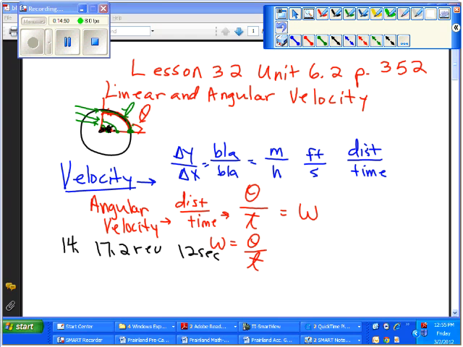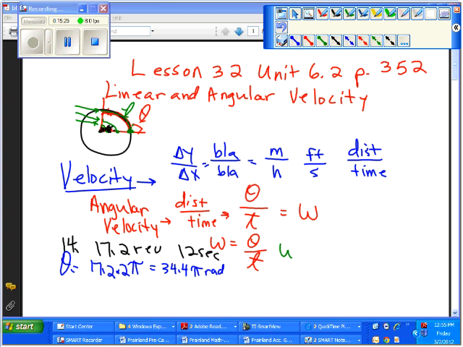Again, we want theta divided by time, so we must first find theta, which is our angular displacement, the distance traveled in radians, if you will. Which is 17.2 times 2 pi. We take the number of revolutions. Each revolution is 2 pi. And so we would get 34.4 pi, which is going to be radians. And we would leave it like that for now.